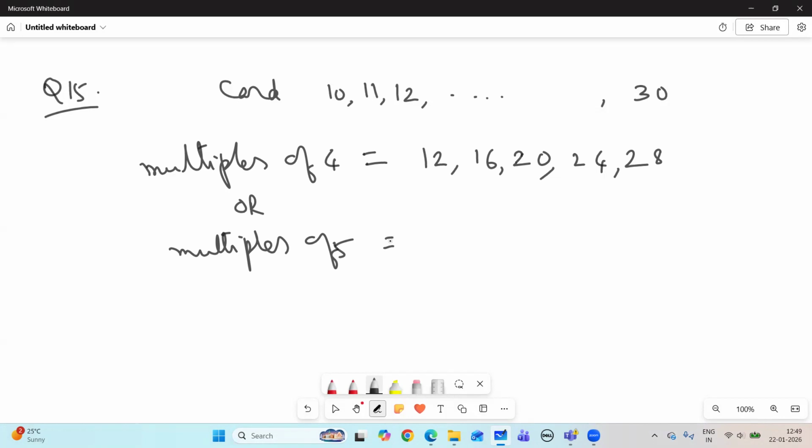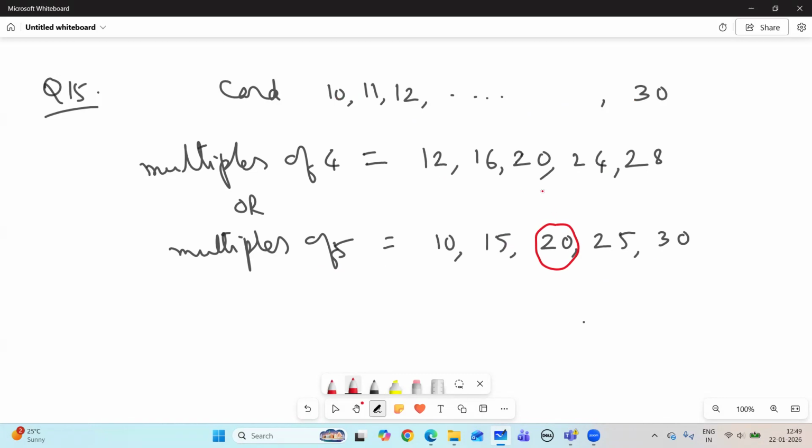And what are multiples of 5? 10 is a multiple of 5, and then 15, 20, 25, and 30 are multiples of 5. Multiples of 5 means those numbers should be divisible by 5. 10 is divisible by 5. Next, you add 5 to 10, and 15 becomes divisible by 5. And then 20 becomes divisible by 5 and so on. You get 25 and 30.